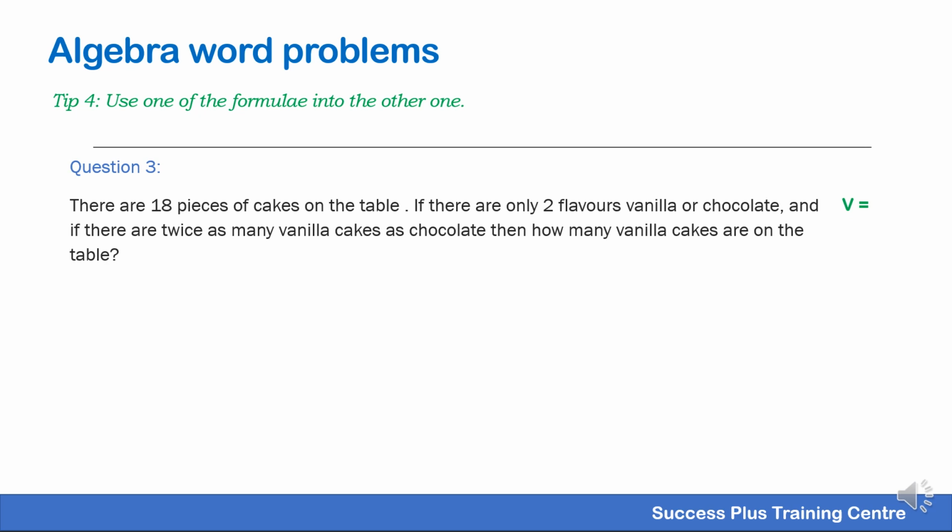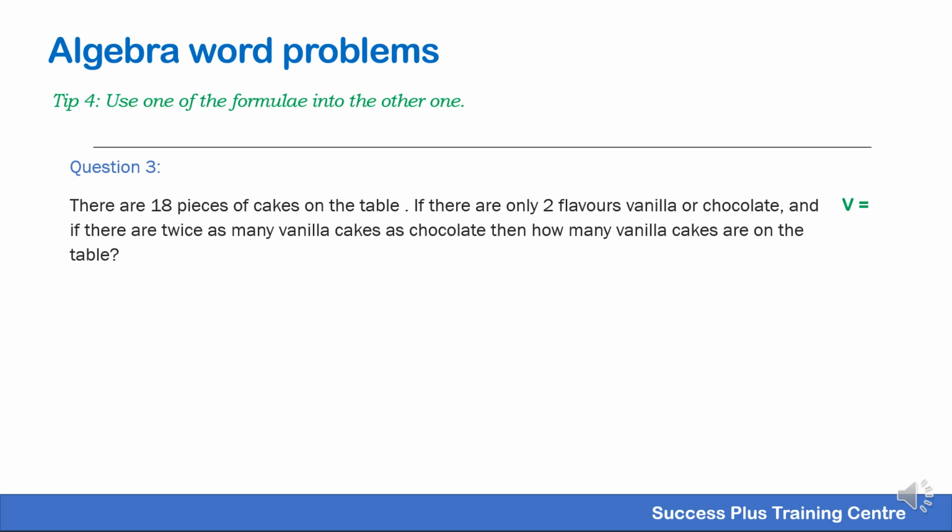The first thing I'm going to do here is to write V equals on the side of the question. This would remind me that the question is asking for the number of vanilla cakes, so I wouldn't get confused with the number of chocolate cakes. We shall start answering this question by looking for a clue. The word only indicates that there are 2 flavors on the table, either vanilla or chocolate. There are no more than those 2 flavors on the table.